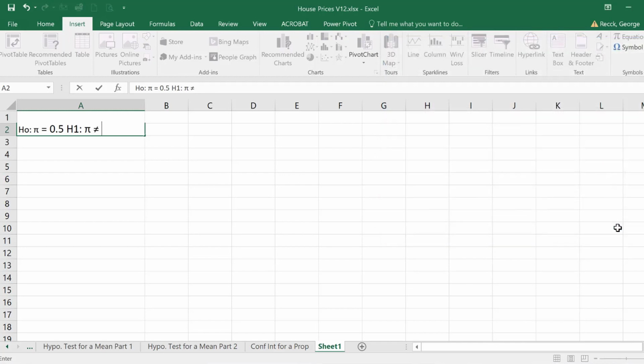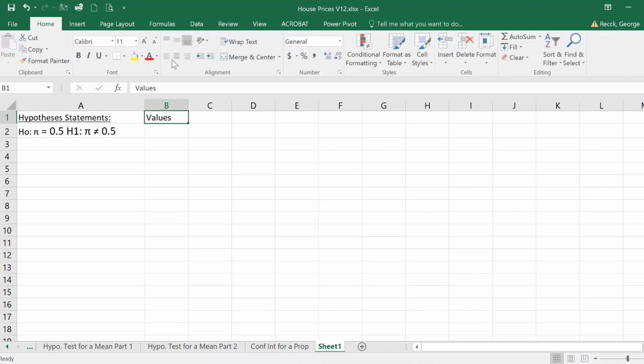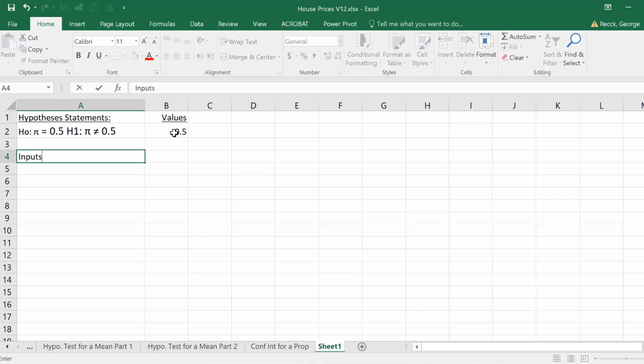Just one more thing. Every time we do a new model, I like to try and add a few things. And then the values that we're going to use will be in column B. Let's just quickly write "justify that." We'll underline it. And the value here is that 0.50 assumed population proportion. And then we'll go over the inputs needed. Underline that one too.